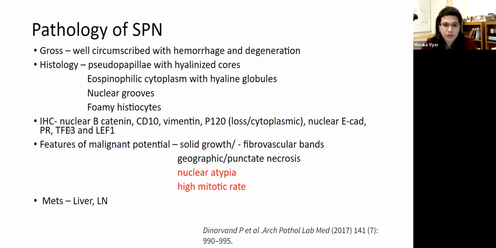Immunohistochemistry, as I mentioned, beta-catenin, CD10, vimentin. P120 is another stain, which people who are more familiar with its use in breast might consider using, and then E-cadherin as well. They're also positive for progesterone receptor, TFE3 and LEF1. And atypia and high mitoses have often been shown to be associated with more malignant potential.